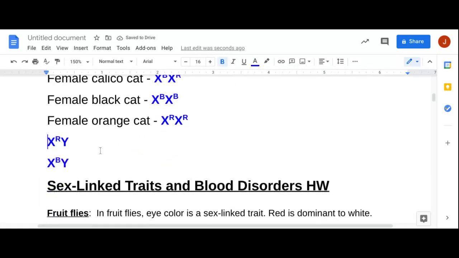And now we have the males. Males can either be orange or black. This is a male orange cat. And this is going to be a black male.